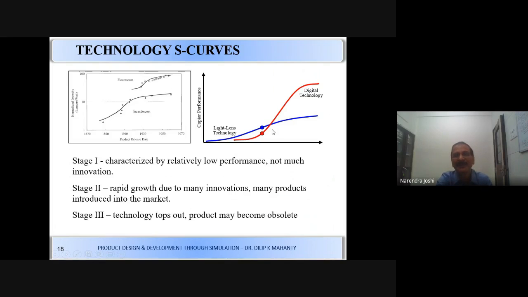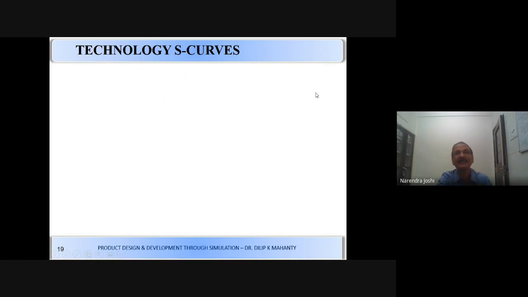But what happens by the time, I've got another technology coming up? Like here, light lens technology for copier purpose becomes digital technology. Look at the kind of growth. And it's now almost getting saturated. Possibly we have another technology coming up, which will now push this and create a third S curve. That's the kind of thing we see.